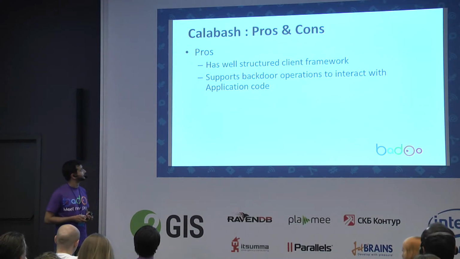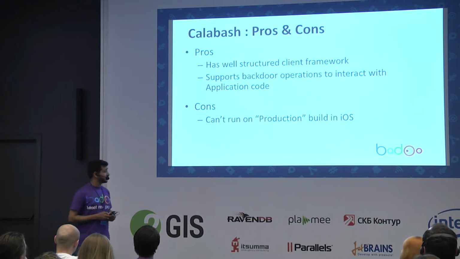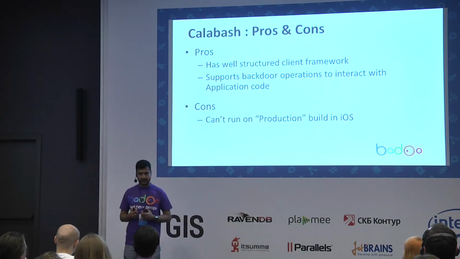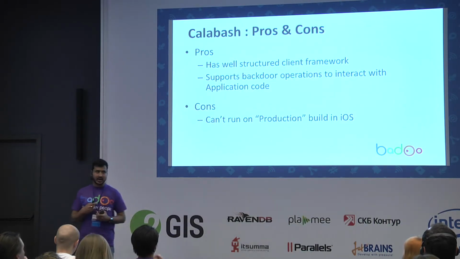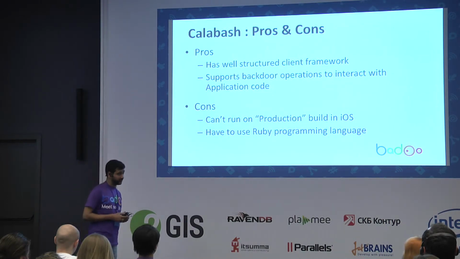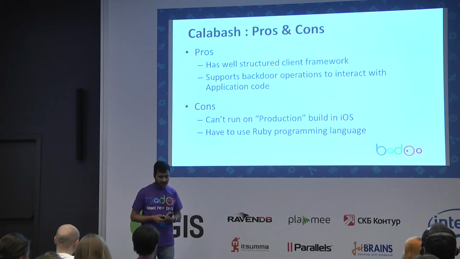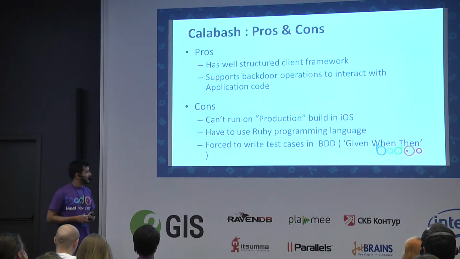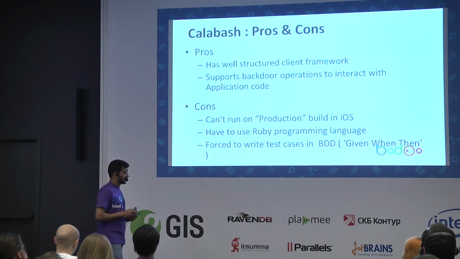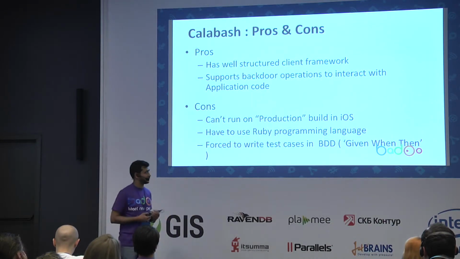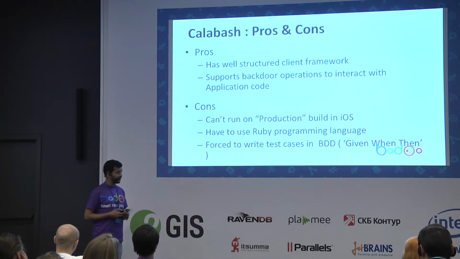The disadvantage is you can't run the same production builds in iOS. You have to embed the Calabash framework code and build the application. And you have to use the Ruby programming language, so you have to learn Ruby to write the test cases in Calabash. It will also force you to write test cases in given-when-then format. If you don't like that, then you can't automate in Calabash. But we started using the BDD model and we like it very much.